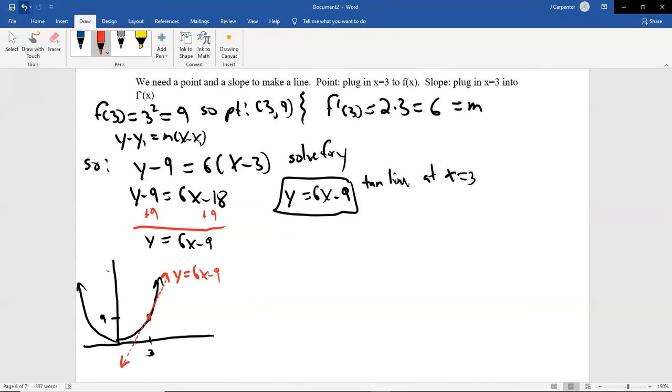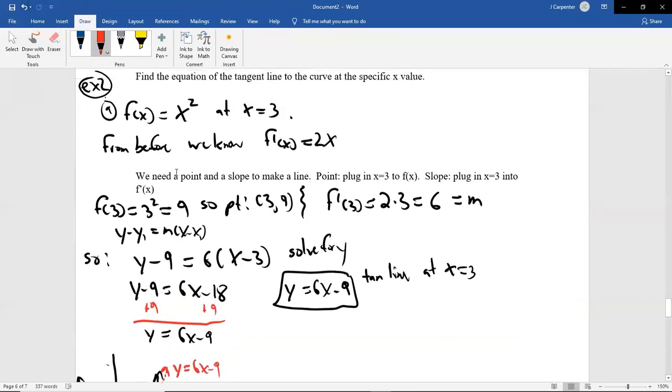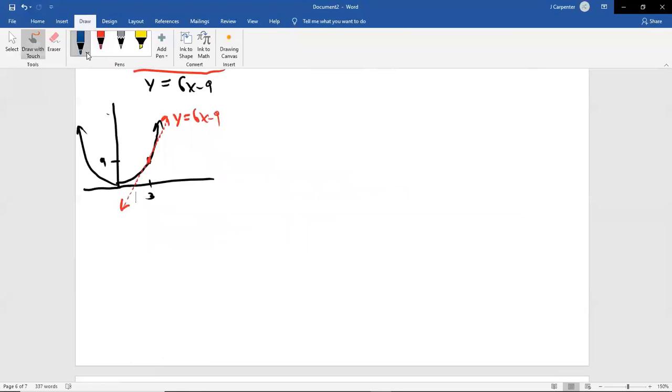All right, we got about 10, 15 minutes. Let's do another one. That was example 2A. Let's do B. I am getting sick of that, so I'm just going to leave it in blue and red.